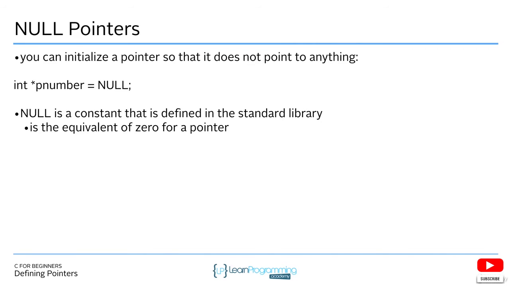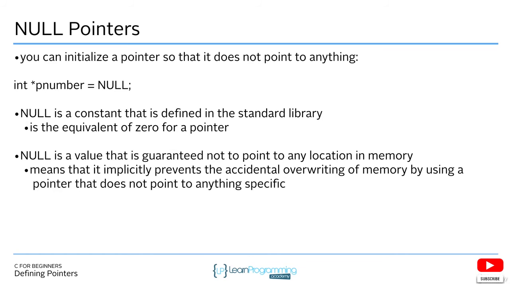NULL is a constant that is defined by the standard library. It's the equivalent of a 0 for a pointer. It means that it doesn't point to anything. It's guaranteed not to point to any location in memory. So this is good. You want to do this because you're not going to make any mistakes by accidentally doing any buffer overflow or writing to memory that you're not supposed to write to. By initializing it to this, it actually limits some mistakes that you can make.